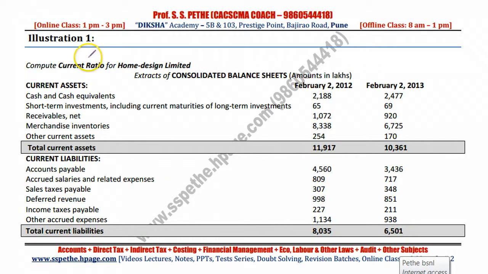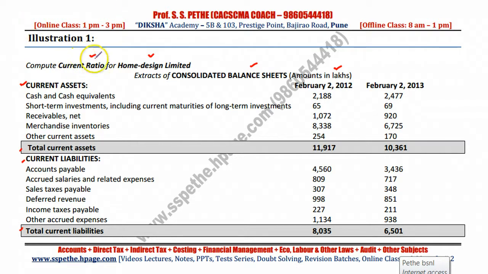Now in this question, we have to calculate the current ratio of a company, Home Design Limited, and the extract of consolidated balance sheet of this company is given. All the amounts are in rupees lakhs. Current assets are given. The total of current assets is given and the current liabilities and total of current liabilities is given.